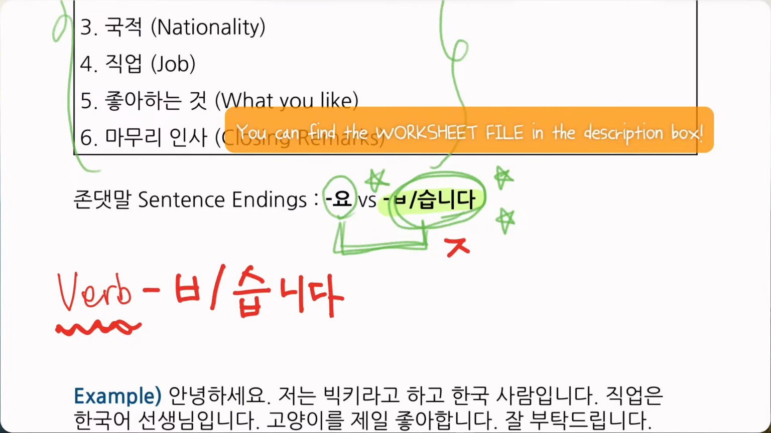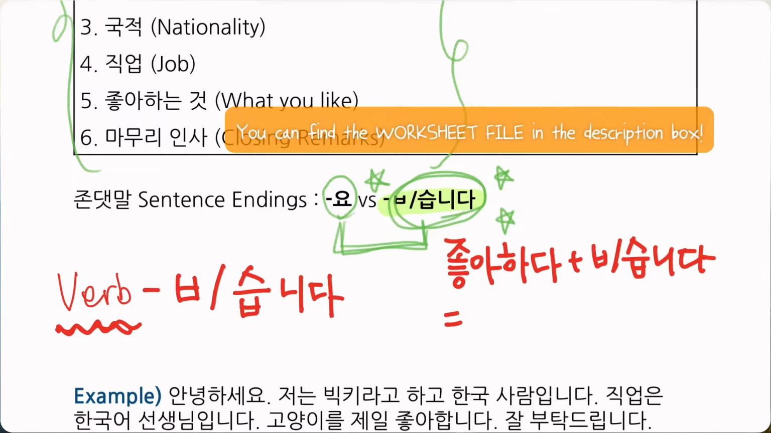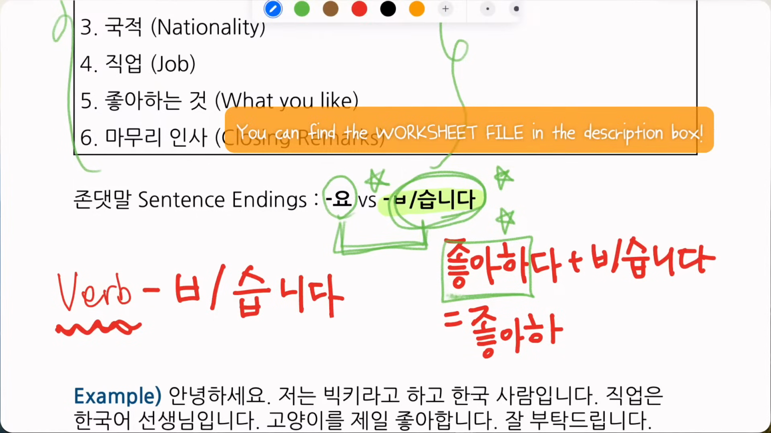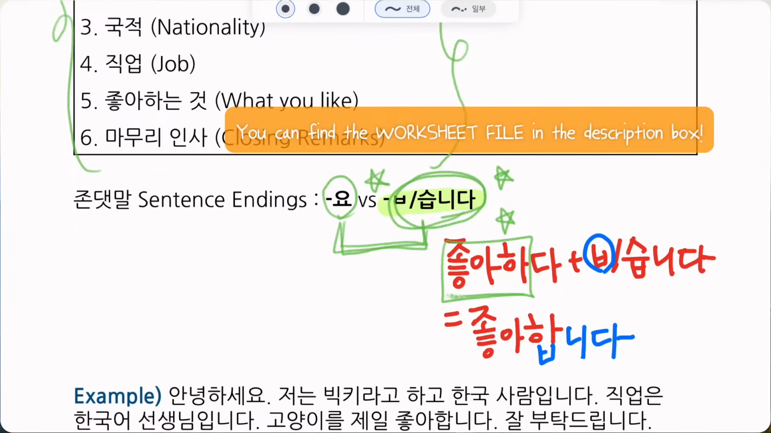So for example, if you combine the 좋아하다 verb with the ㅂ니다 ending, what would be the final form, guys? This verb stem is 좋아하. It ends in a vowel, right? 하 ends in a vowel. So you can add 비읍 받침 and then 니다. So it becomes 좋아합니다.